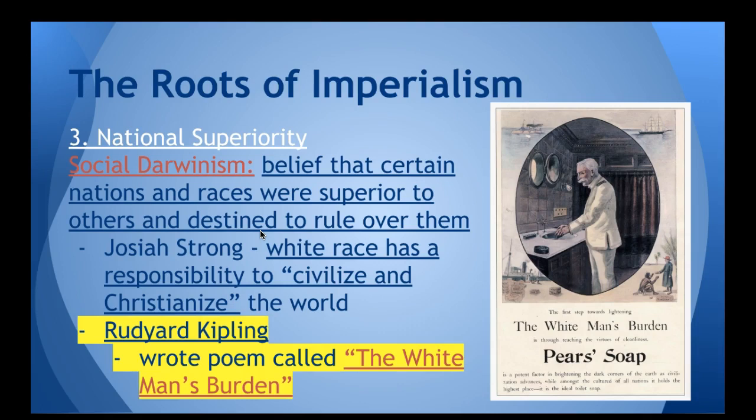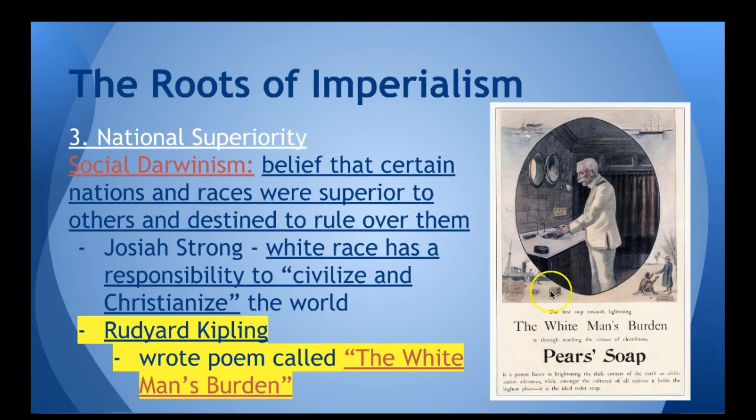Also a man named Rudyard Kipling wrote a poem during this time period called The White Man's Burden, which kind of ties all of this together. The white man's burden was that they needed to Christianize and civilize the rest of the world. So it basically puts forth the idea that this is really hard, takes a lot of effort on our part, but it's better for the rest of the world if we take over these kind of third world type countries where the people are not as civilized as us.